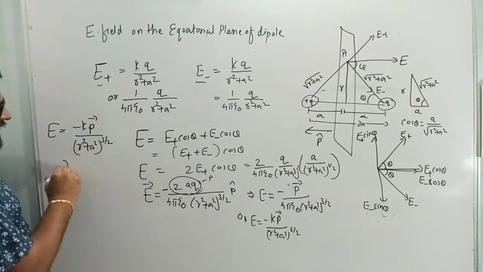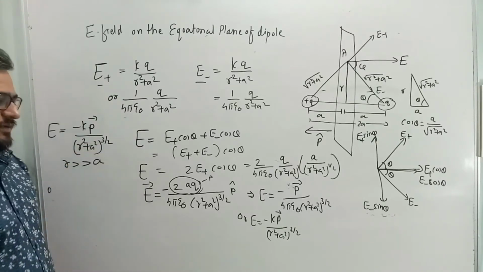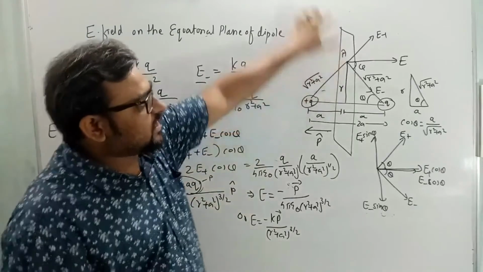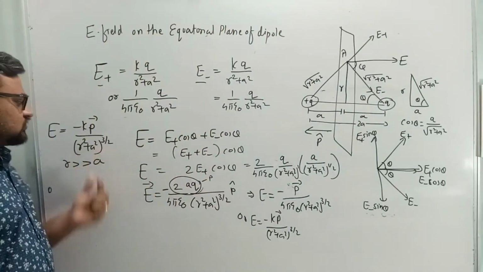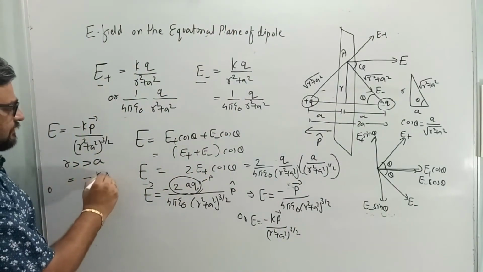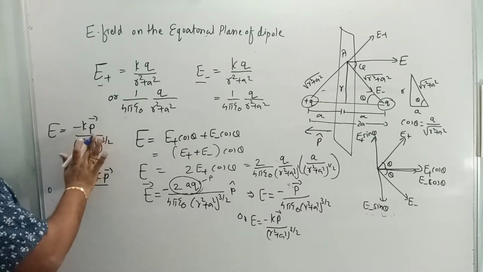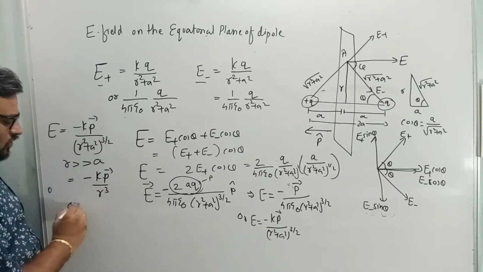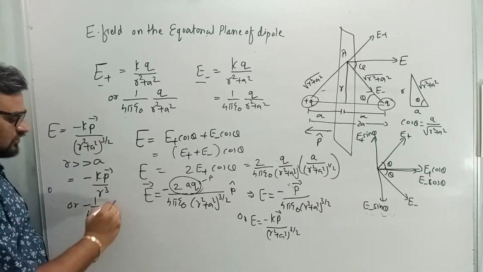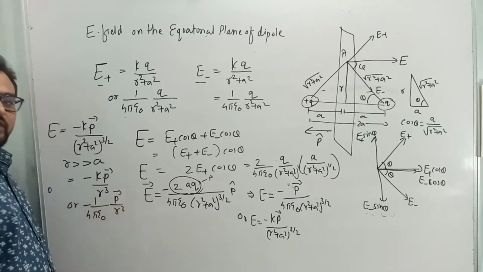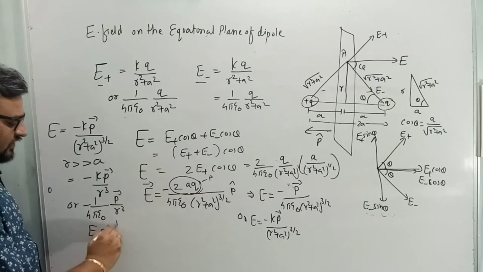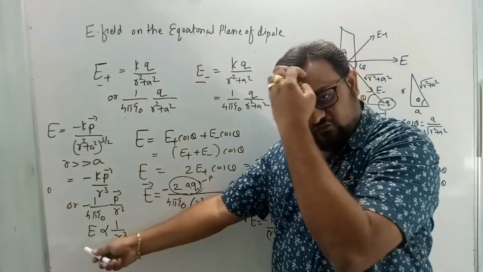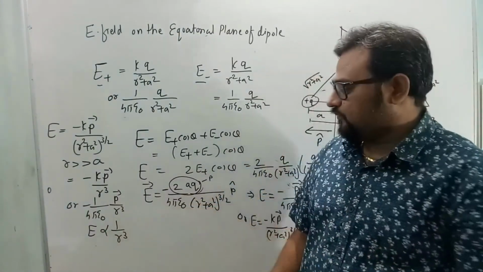Now what happens when r is much larger than a? This r is very high, a is negligible. So the formula becomes minus kp, a is negligible, so the square and 1 by 2 get cancelled, upon r cube, or minus 1 by 4 pi epsilon 0 p by r cube. Here also you can see that the electric field is proportional to 1 by r cube. That means the electric field falls as 1 by r cube.